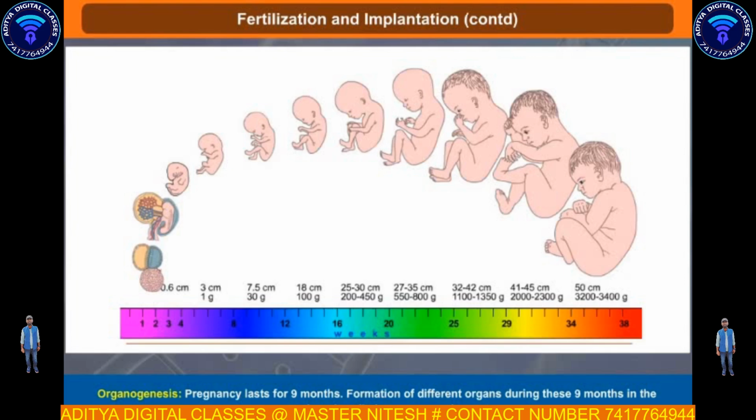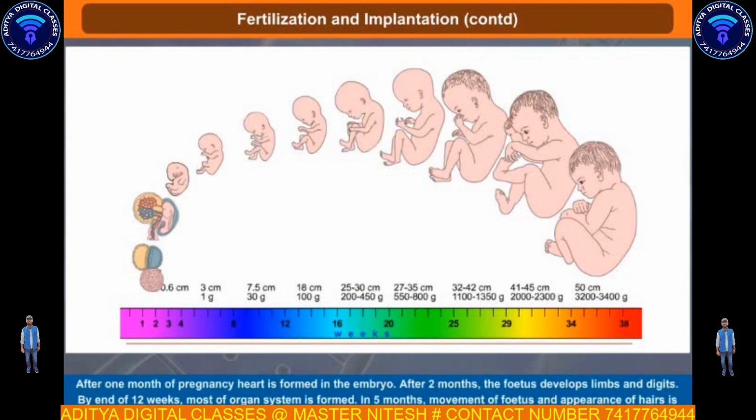Organogenesis. Pregnancy lasts for 9 months. Formation of different organs during these 9 months in the embryo is called organogenesis. After 1 month of pregnancy, the heart is formed in the embryo. After 2 months, the fetus develops limbs and digits. By the end of 12 weeks, most of the organ systems are formed. In 5 months, movement of fetus and appearance of hair is observed. After 24 weeks, the body is covered with fine hair, eyelids separate and eyelashes appear.